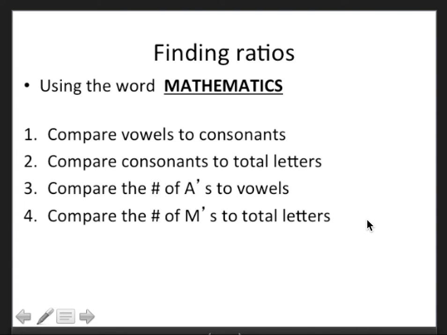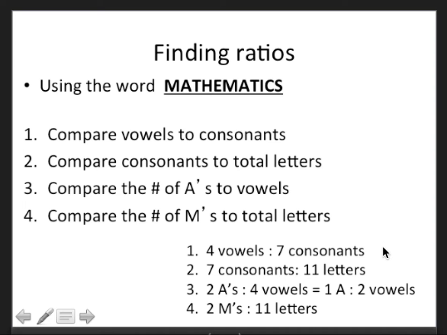Okay, welcome back. So, checking your answers. Number 1 we went over, you should have 4 vowels to 7 consonants. On number 2, there are 7 consonants to 11 total letters. On number 3, there are 2 A's for 4 vowels. That should not be your final answer though, because remember, just like fractions, ratios should always be in simplest form. So your final answer should be for every 1 A, there are 2 vowels. Do not forget to simplify. Number 4, comparing the number of M's to total letters. There are 2 M's for a total of 11 letters.